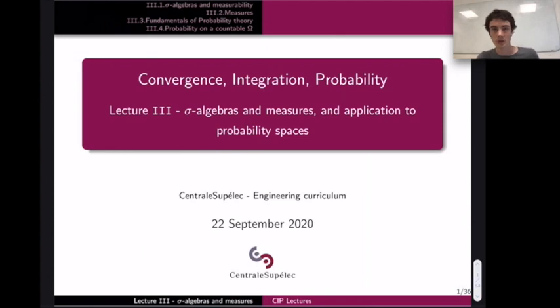And today we start talking about measure theory, and in particular we will introduce measurability and measures, and we will start seeing how probability theory can fit into the framework of measure theory.